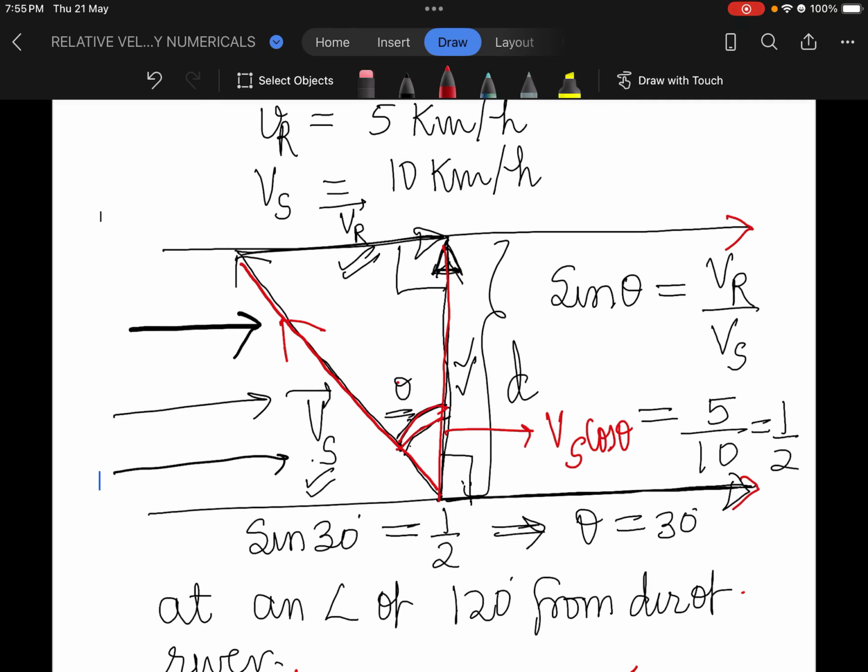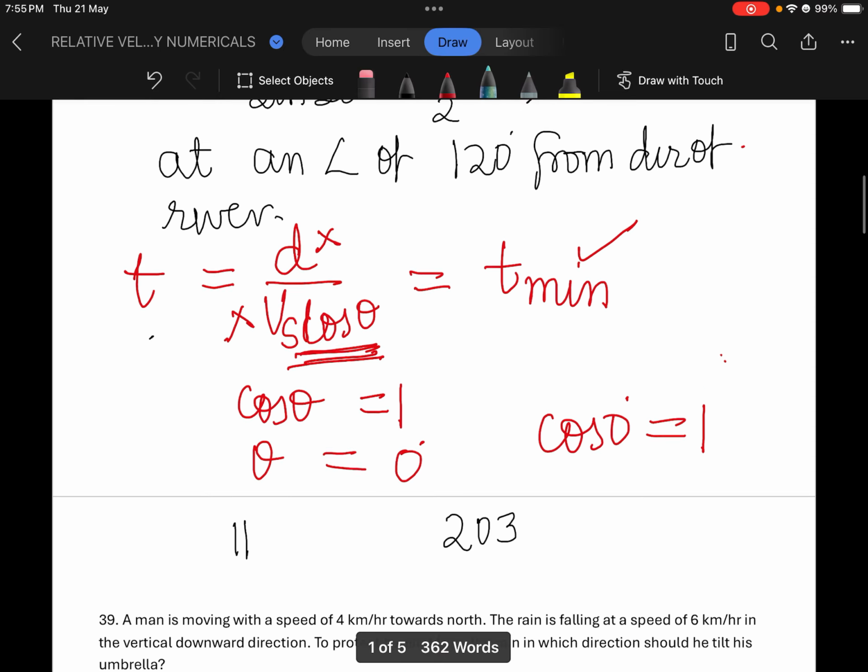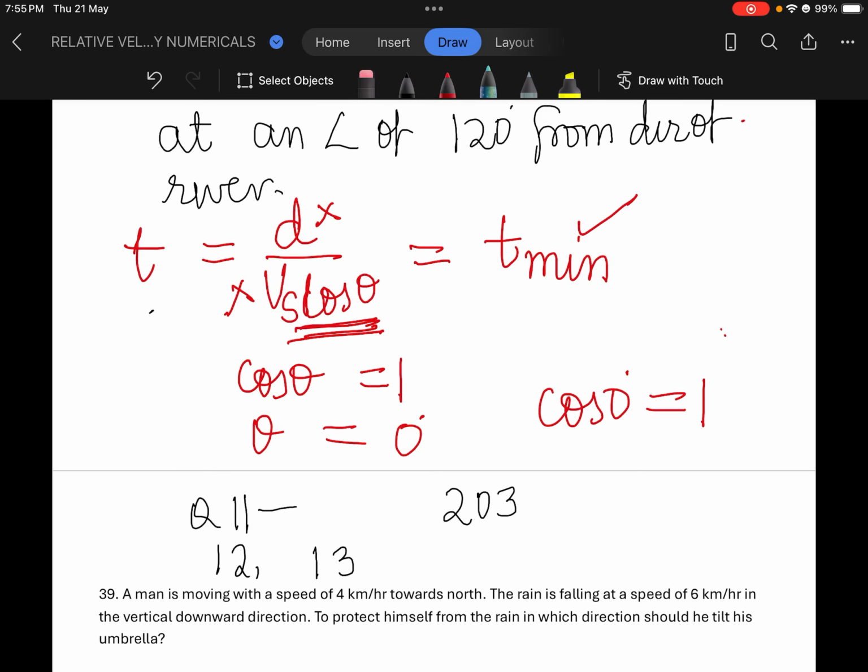This angle is 0. It means what will happen? He should swim in what direction? In this direction. You can see here, he should swim in this direction. If he is swimming in this direction, then he will cross the river in the least time. So see here, what will be the answer? Here I am writing the answer.